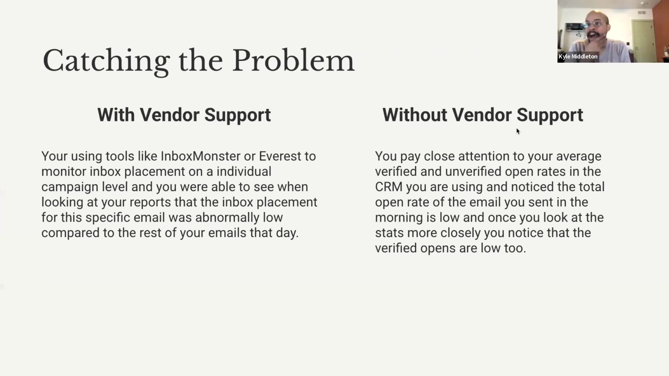Okay, so catching the problem. How do you even go about catching the problem and knowing that it exists? I broke this out into two ways, but if you have vendors like Inbox Monster or Everest, you're hopefully using both of these combined to catch these problems. If you're using tools like Inbox Monster or Everest and monitoring your inbox placement, you'll be able to look at your reports and see that the inbox placement for the specific email was abnormally low compared to the rest of your emails for that day.